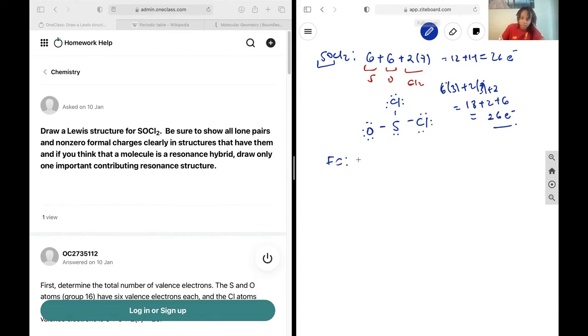And so on oxygen, we are going to have 6 minus 1, so negative 1. On the sulfur, we are going to have 6 minus 3 minus 2, so positive 1. On chlorine, we are going to have 7 minus 6 minus 1, so 0. So we have negative 1 and positive 1. The net charge makes sense. These two would cancel to give a 0. But there is a way to lower these two.